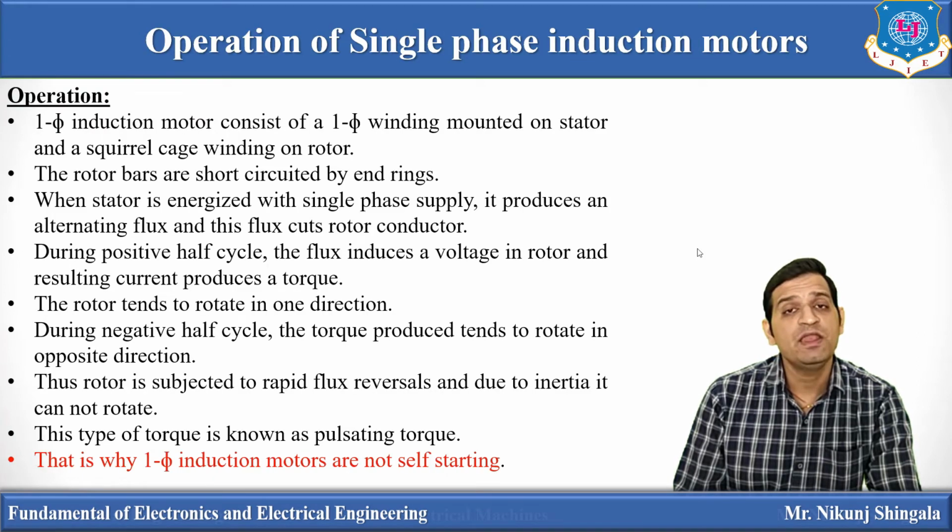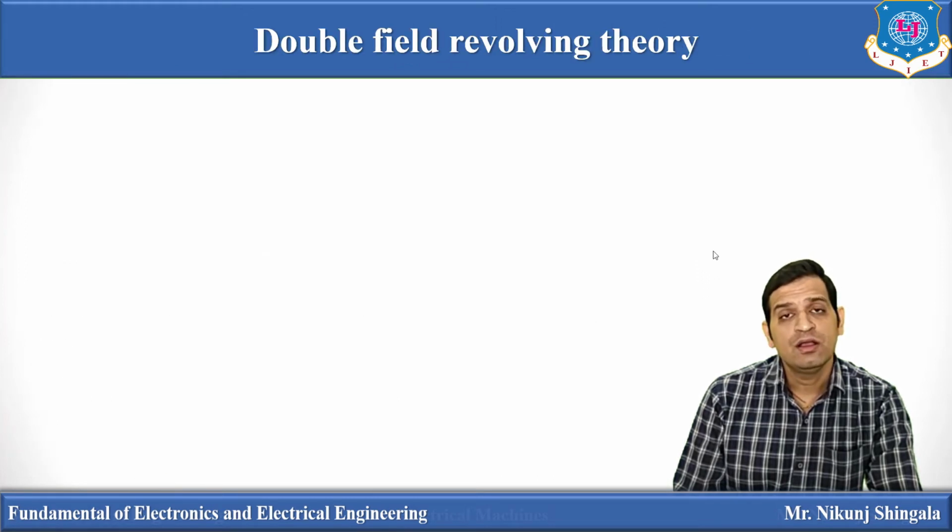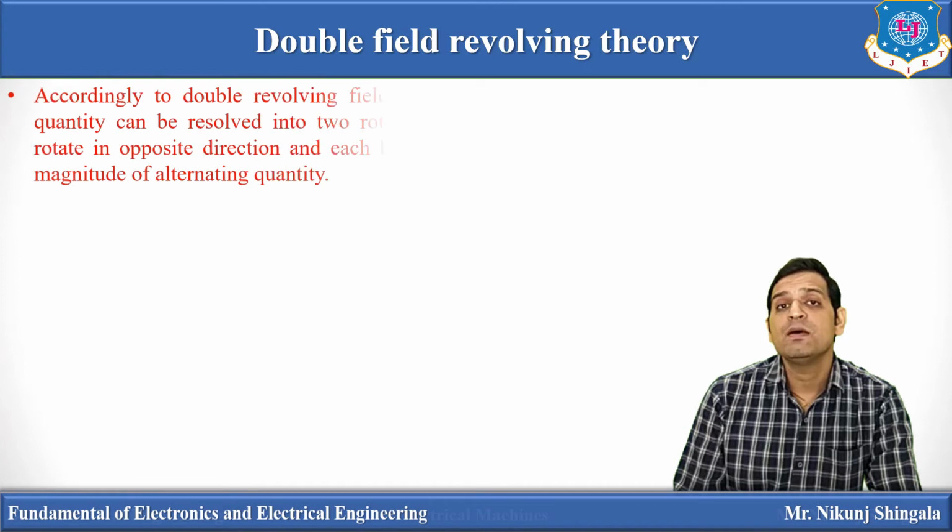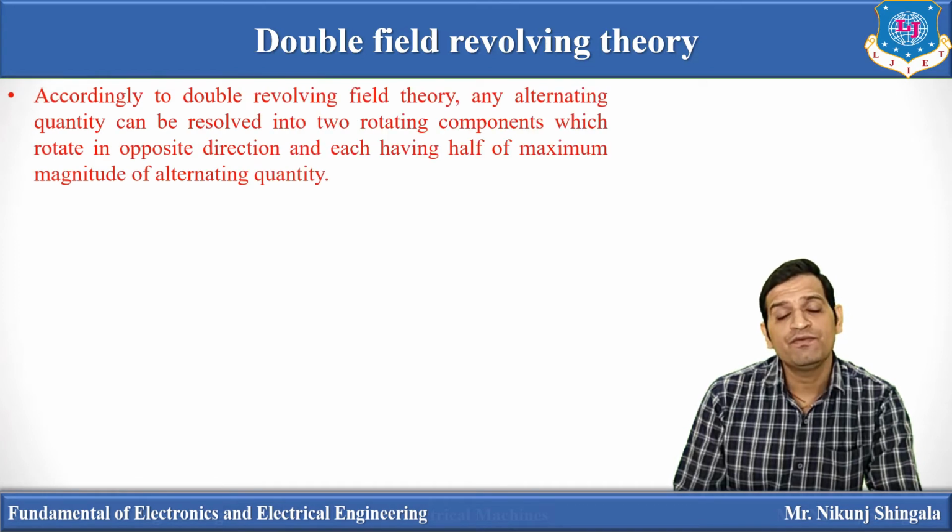Before we understand how spinning is provided, let us understand the principle of the double field revolving theory, which is necessary to understand before we understand different kinds of single phase induction motor. So what is the double field revolving theory? According to it, any alternating quantity, flux or current, can be resolved into two rotating components, rotating in opposite directions, and each component has half of the maximum magnitude of the alternating quantity.